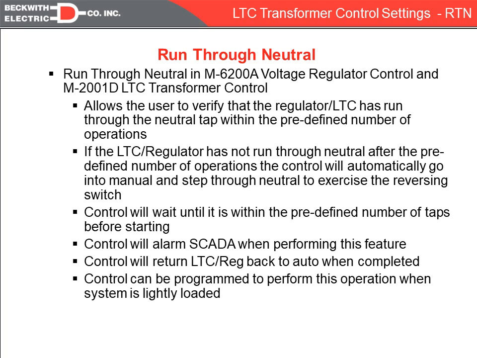Another feature we've added for regulators is what we call run through neutral. This is mainly to exercise the reversing switch. The way this particular setting works is the user can determine how many taps the regulator has to go without going through neutral before you want the control to automatically run it through neutral. Once the control has exceeded that number of taps without going through neutral, it will enable this feature.